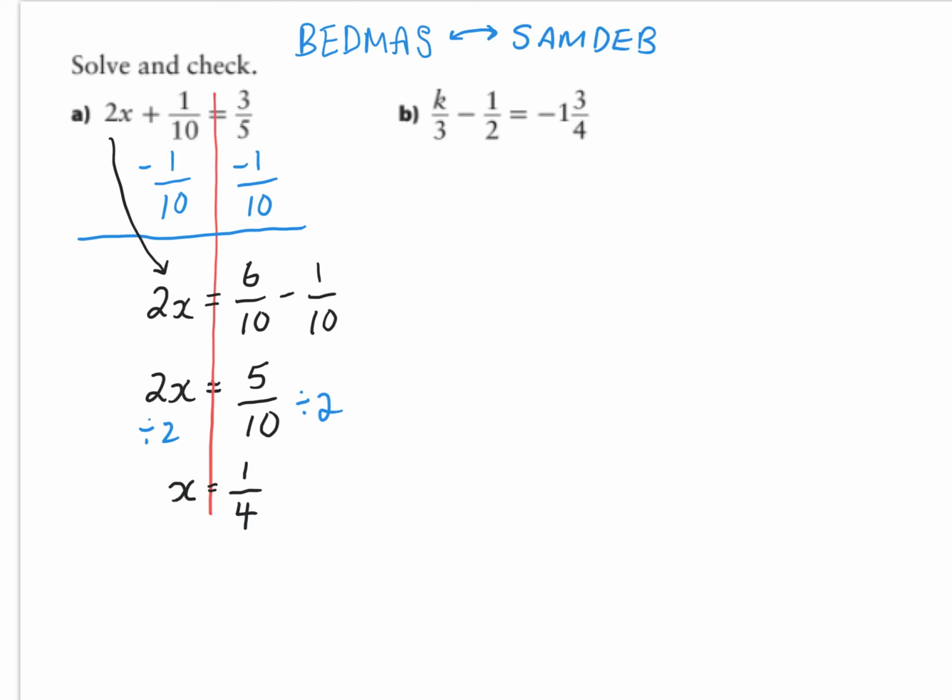Okay, and the second one here, same idea, we're going to split the equation in half down through its equal sign like so.